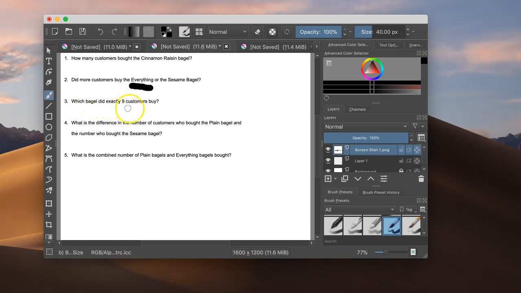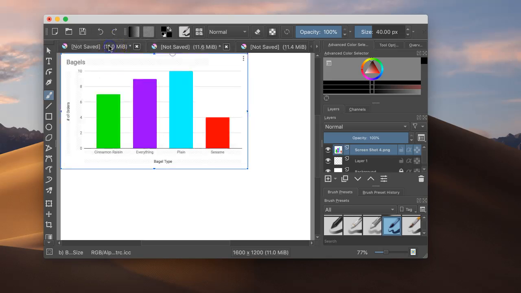Which bagel did exactly 9 customers buy? So here I go back to my bar chart and I'm looking for the bar that goes to 9. So I don't see the number 9 here, so I could be a little unsure, but we just said that in between 6 and 8 is 7. So I'm looking for a bar that's in between 8 and 10, and it's the everything. So how many customers bought exactly 9? It's the everything.